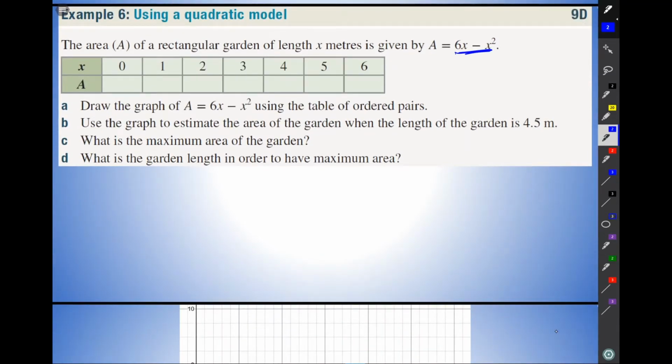Okay, so again, they've given us a table of values to use in the question, so we're just going to go ahead and fill it in. When x equals 0, the area is 0. If you put 1 in there and 1 in there, 6 minus 1 is 5. And so on, we just keep putting it into our calculator, getting the answer.